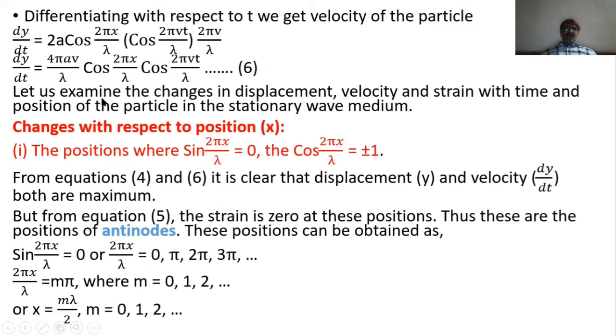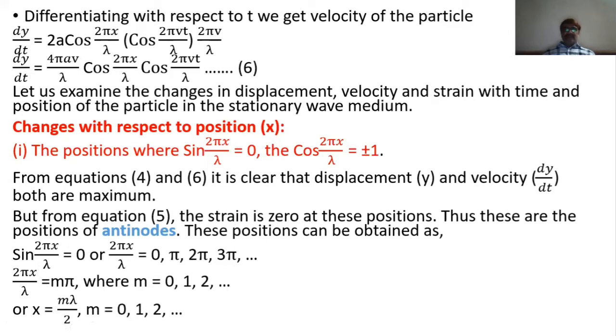Now as usual, as we have done in the previous article, we will now examine the changes with respect to position and changes with respect to time. How displacement, velocity, and strain change with respect to position x and with respect to time t. As we know, we have two functions in this case related with position x: sine 2 pi x by lambda and cos 2 pi x by lambda.